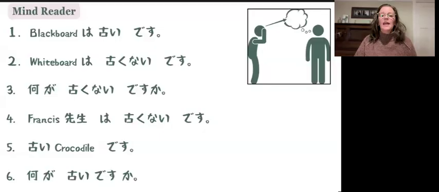And the class is told that sensei is thinking of one of those sentences and they have to mind read, they have to try and work out which one sensei is thinking about. So I would write it on a whiteboard and keep it close to my chest. And then the students are guessing. And so it might be for super beginners, it might be just they are saying the number.